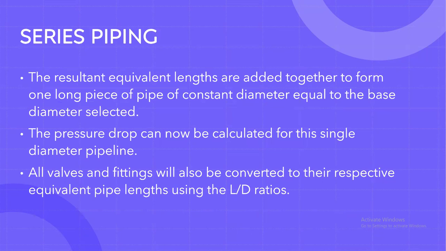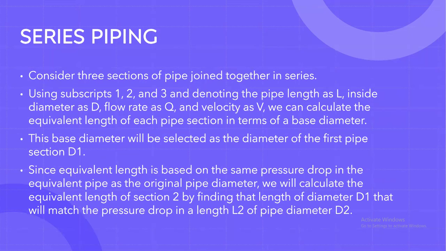The resultant equivalent lengths are added together to form one long piece of pipe of constant diameter equal to the base diameter selected. Then you use this equivalent length to calculate your pressure drop using either the Hazen-Williams equation or the Darcy equation. The pressure drop can now be calculated for a single diameter pipeline. All valves and fittings will also be converted to their respective equivalent pipe lengths using the L/D ratios, and I'll give you an example of this. You see what I'm talking about.